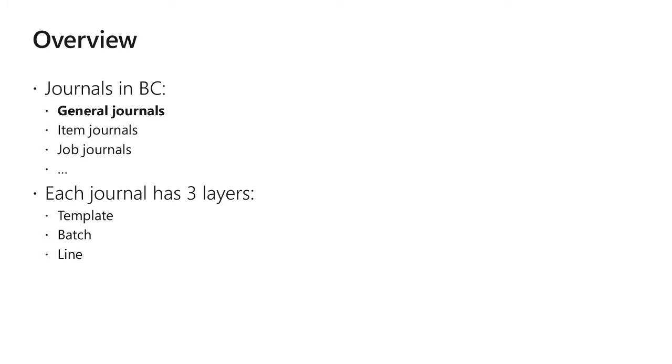Journals: general, item journal, job journal. Each has three layers: template, batch, and line. We have seen that overview. General template, purchases, sales. Then we have batch. Batches can be per person also. Maybe your accountants or clerks can create their own batches using batch name.